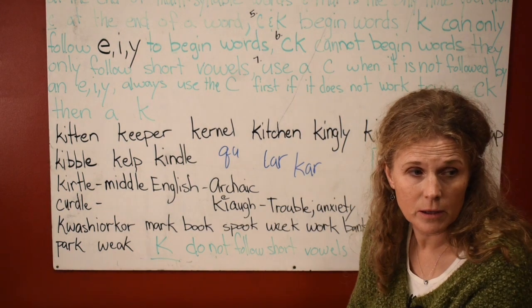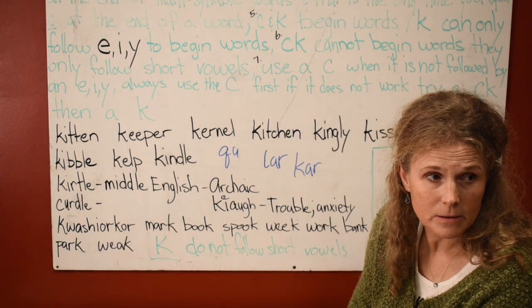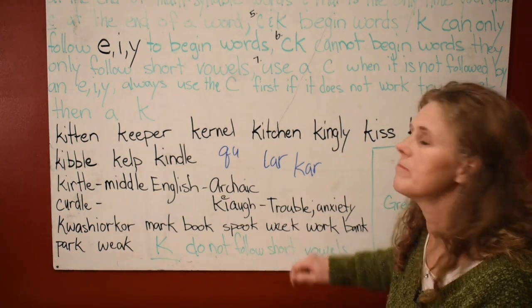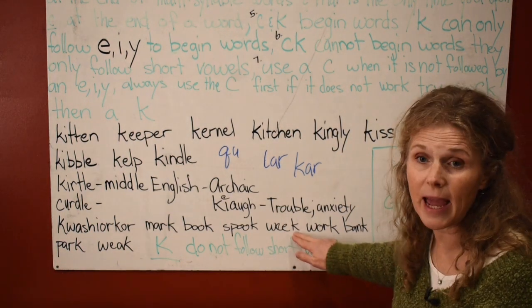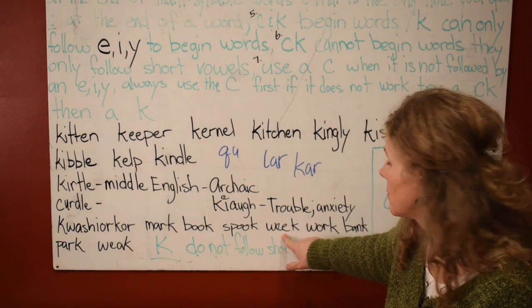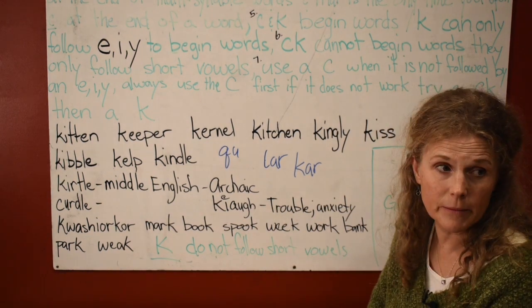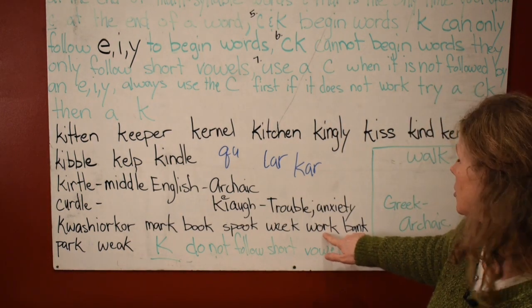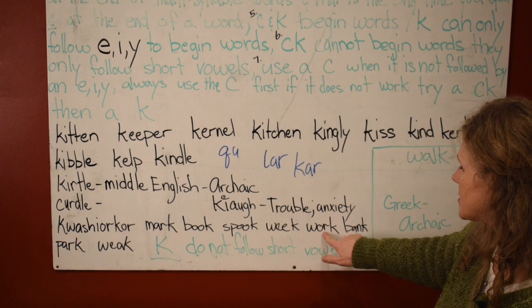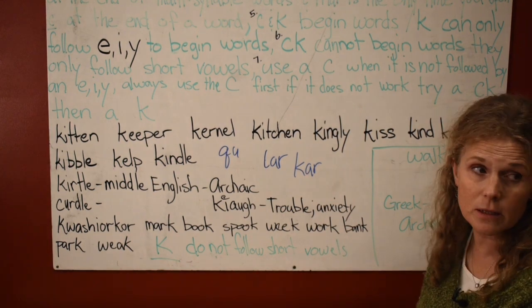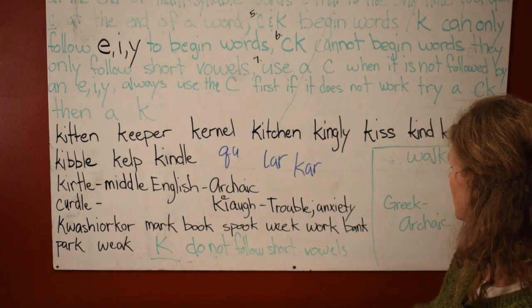Yes, sweetheart. So it's not short because it's a vowel team? Yeah, because this is a vowel team, it's a K. You cannot put a CK here because that's not a short vowel. That's part of a vowel team. Does that make sense? Work, that is not a short vowel. You cannot put a CK here because that is not a short vowel. That's part of a vowel R syllable. This is a vowel R syllable.